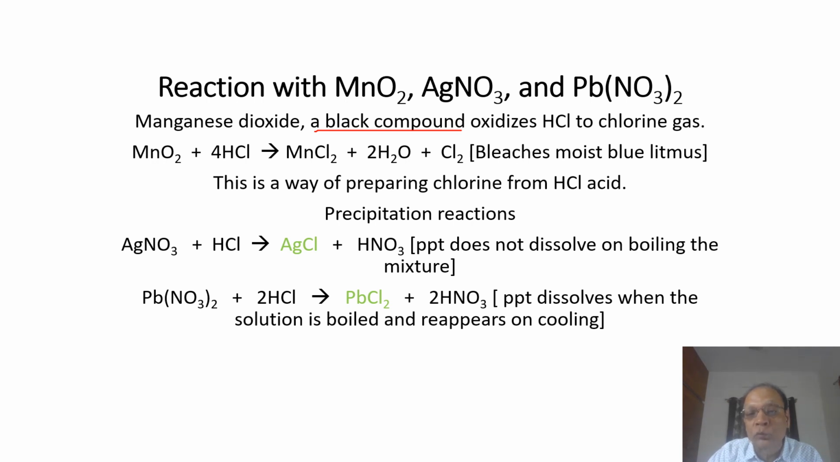The difference between the two reactions is that when the precipitate or the mixture is boiled, the precipitate does not dissolve in the case of silver nitrate, but the precipitate dissolves when the solution is boiled and reappears on cooling. This is how lead nitrate is differentiated from silver nitrate. Also, and more appropriately, silver chloride is differentiated from lead chloride. Both are white salts. Both are white chlorides.